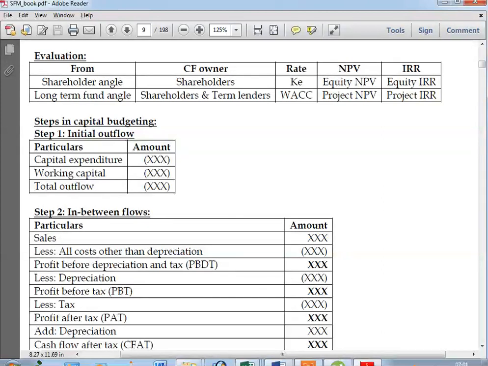Every year I'll keep getting cash flow which I calculate as sales, less all cost other than depreciation, PBDT, less depreciation, PBT, less tax, PAT, add depreciation, CFAT. I said beyond this I'll explain what is going to happen. After getting CFAT, 2-3 things can happen in a company. One, you may buy another machinery in between. It is not necessary that machinery has to be purchased only on day 0. To do a project, somewhere in between also I may buy a machinery. That can be an outflow.